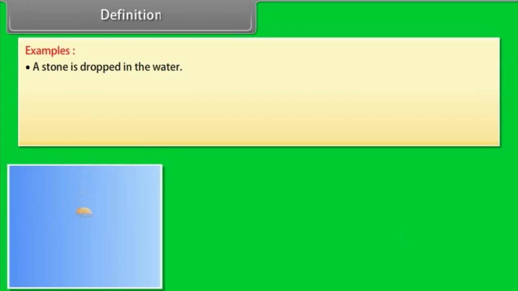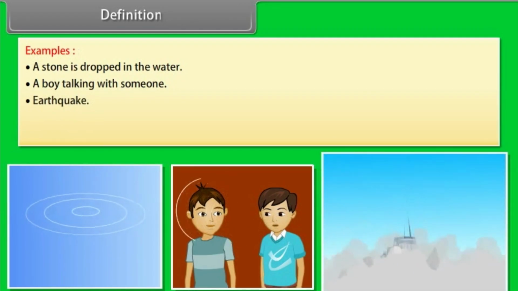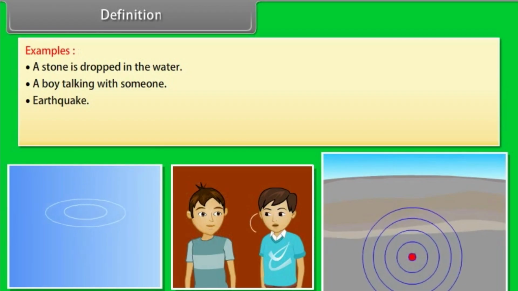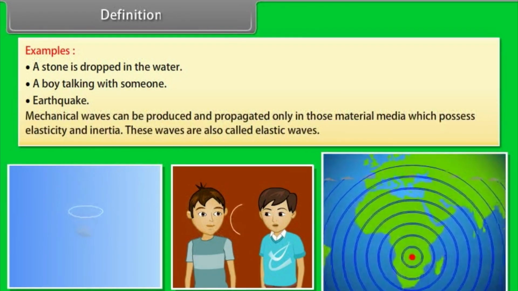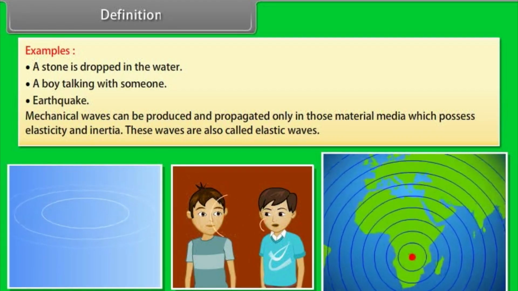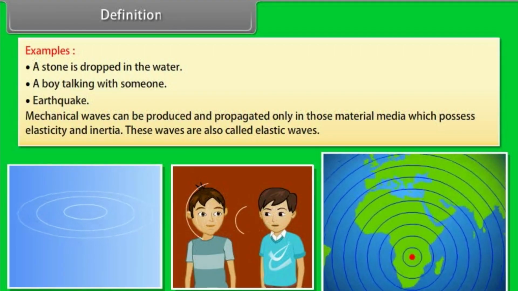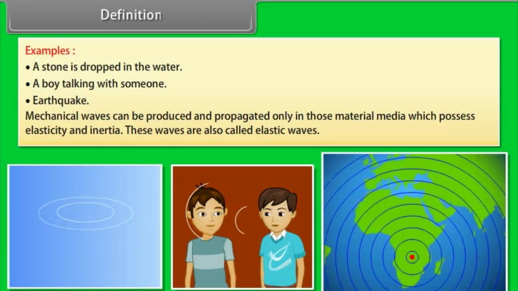A stone dropped in the water, a boy talking with someone, and earthquakes are some examples of wave motion. In this chapter, we shall study about mechanical wave motion. Mechanical waves can be produced and propagated only in those material media which possess elasticity and inertia. These waves are also called elastic waves.